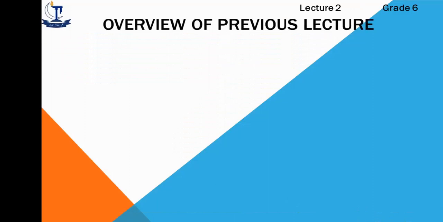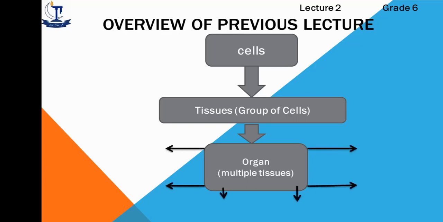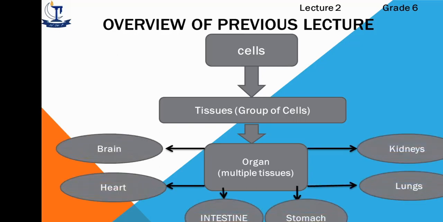In the previous lesson we studied about the organs. We all are familiar that the human body is composed of cells, and a group of cells makes tissues, and multiple tissues make an organ. We studied 6 organs in the previous lesson. These 6 organs are the brain, heart, intestine, stomach, lungs, and the kidneys.